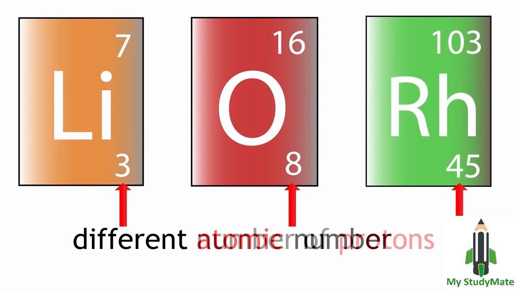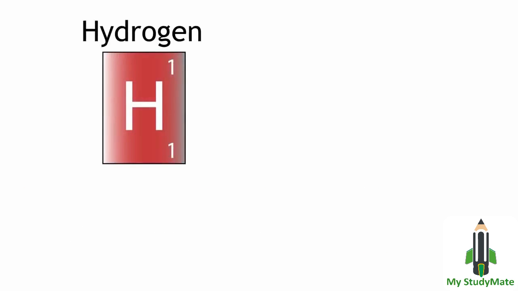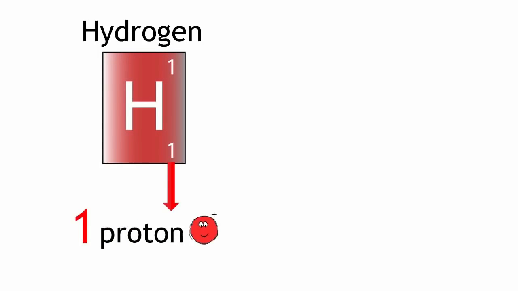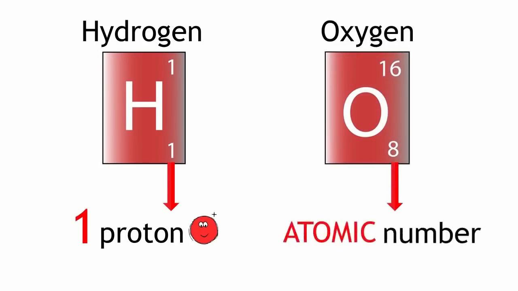For example, an atom of hydrogen has an atomic number of 1 because it has 1 proton. But an atom of oxygen has an atomic number of 8 because it has 8 protons.